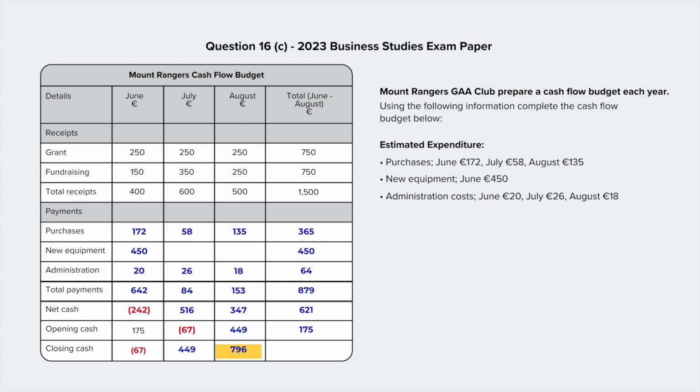of €796 for August. That leaves us with one box to fill, the total closing cash balance. We follow the same logic here and add our net cash to our opening cash of €175, which leaves us with a closing cash balance of €796. And we know we've done everything correctly here when these two figures match. And that's how you complete the cash flow budget.